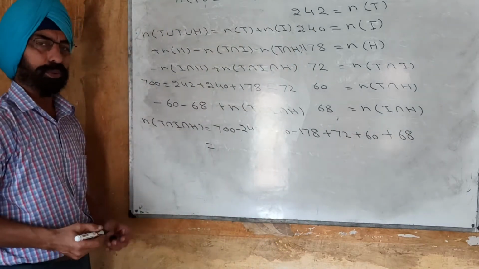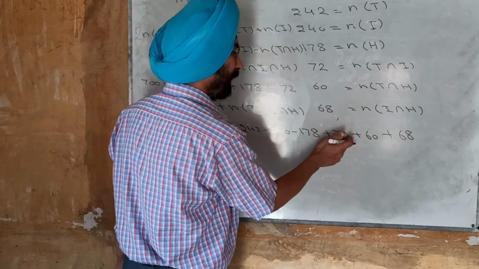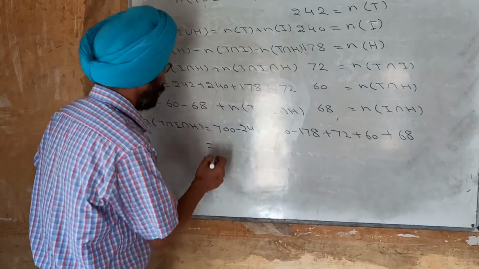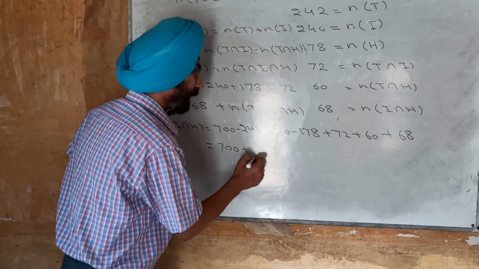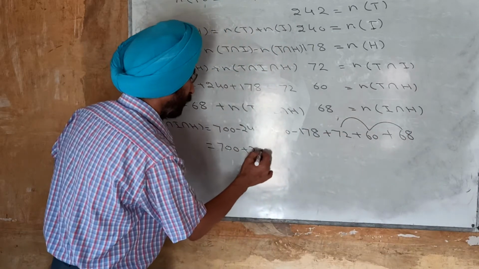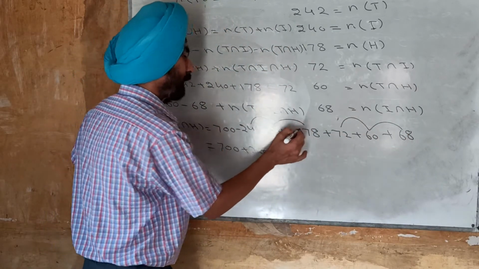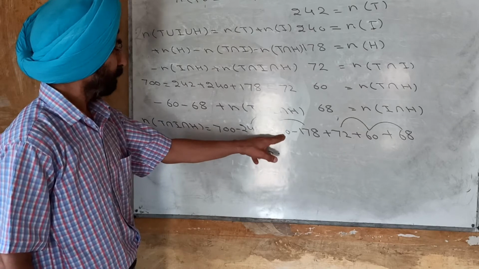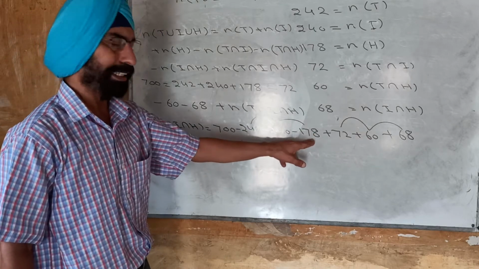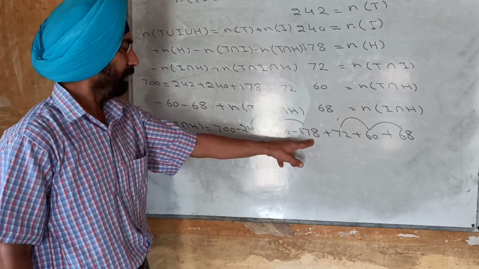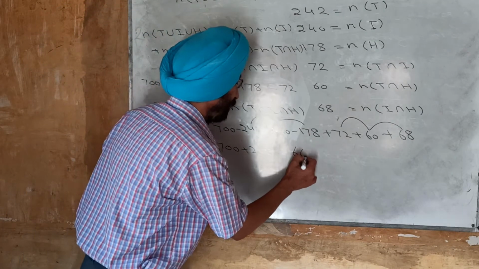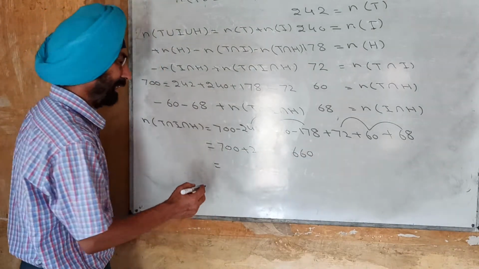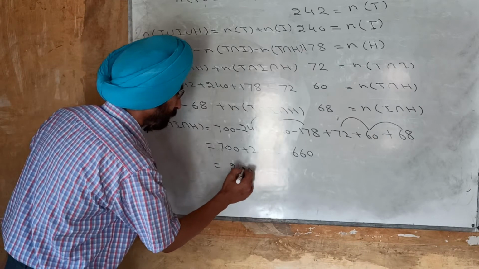So this is equal to 700, and first I am adding these three things. This is 140 plus 60 is 200, so this is 700, and adding these two it becomes 200. Now these three quantities are in minus, so let us take the sum. 242 plus 240 is 482, 482 plus this. So 480 plus 180 is 660, I think. I'm not sure. It is 660. And 900 minus 660 is 240.